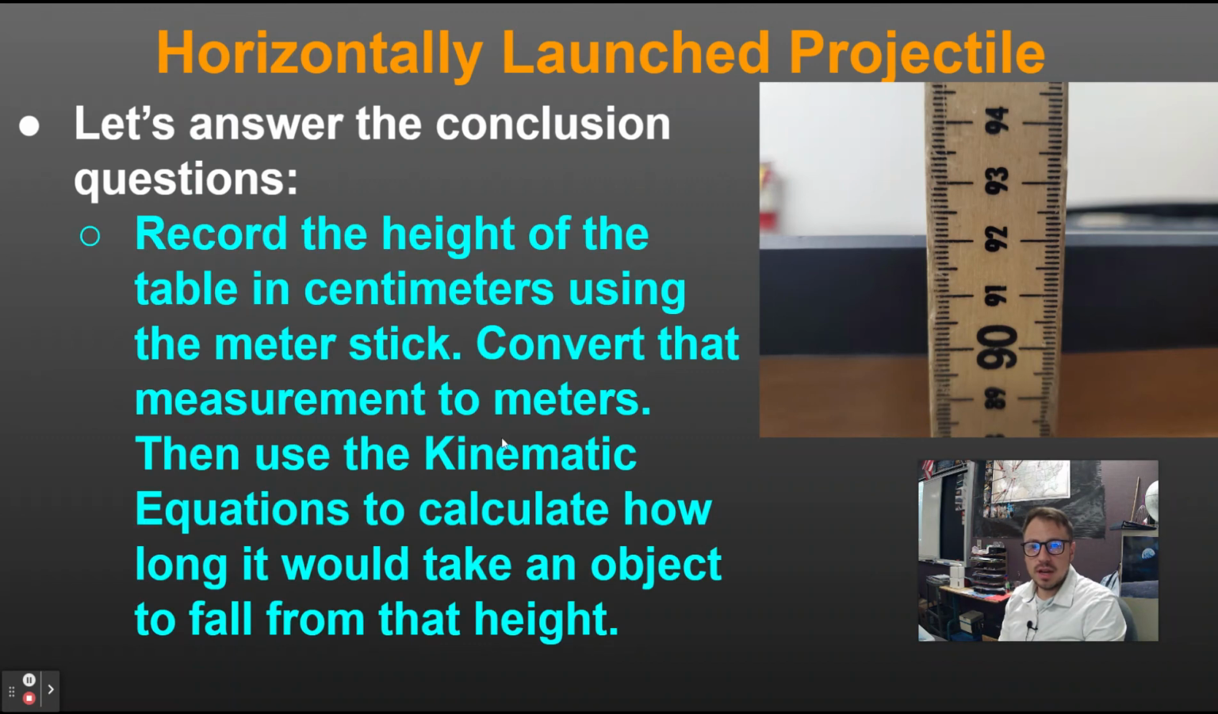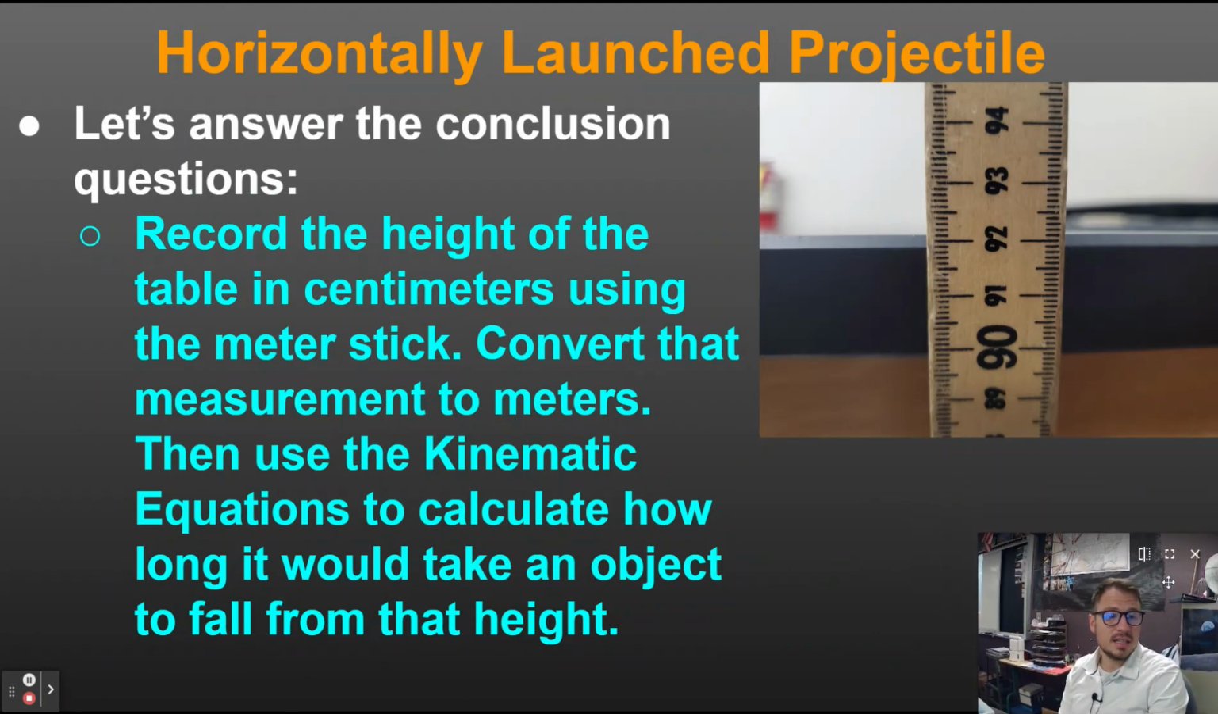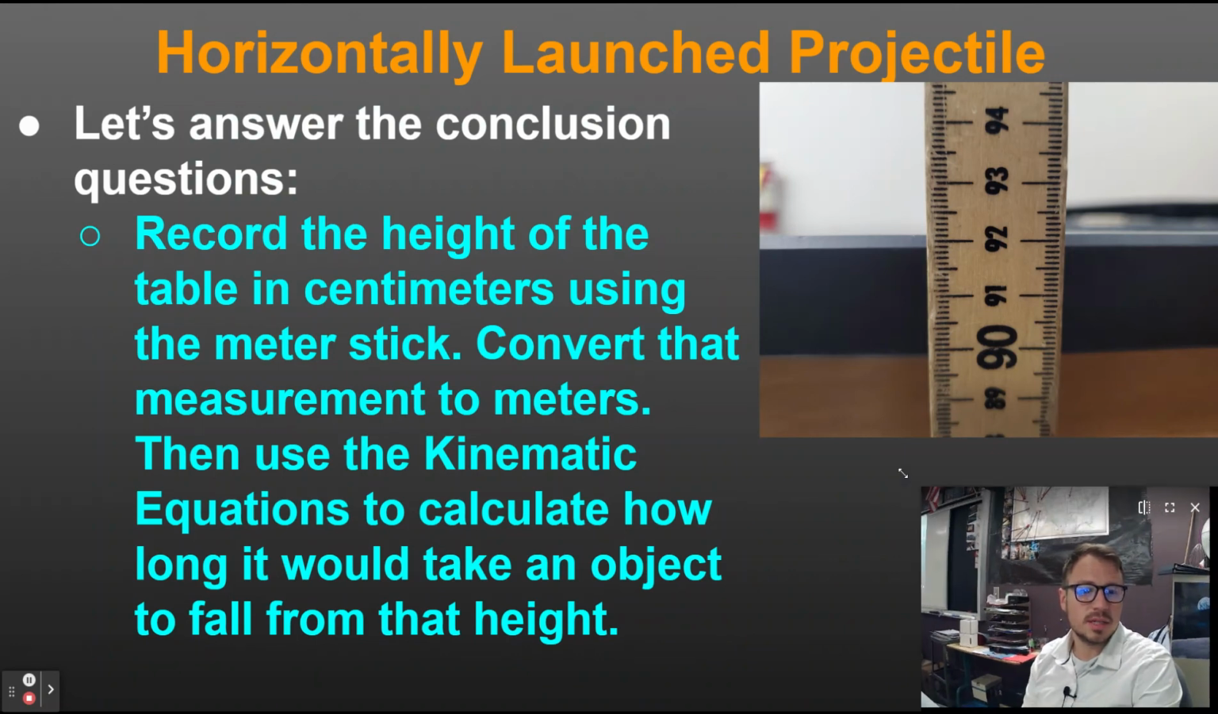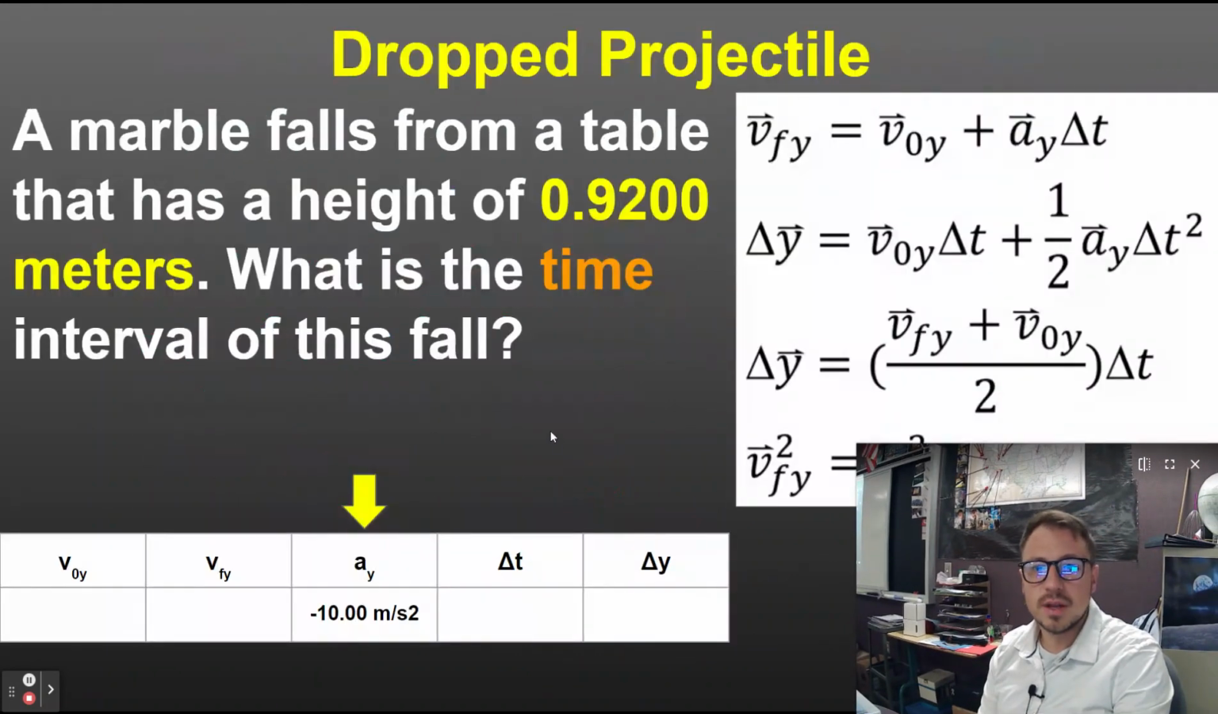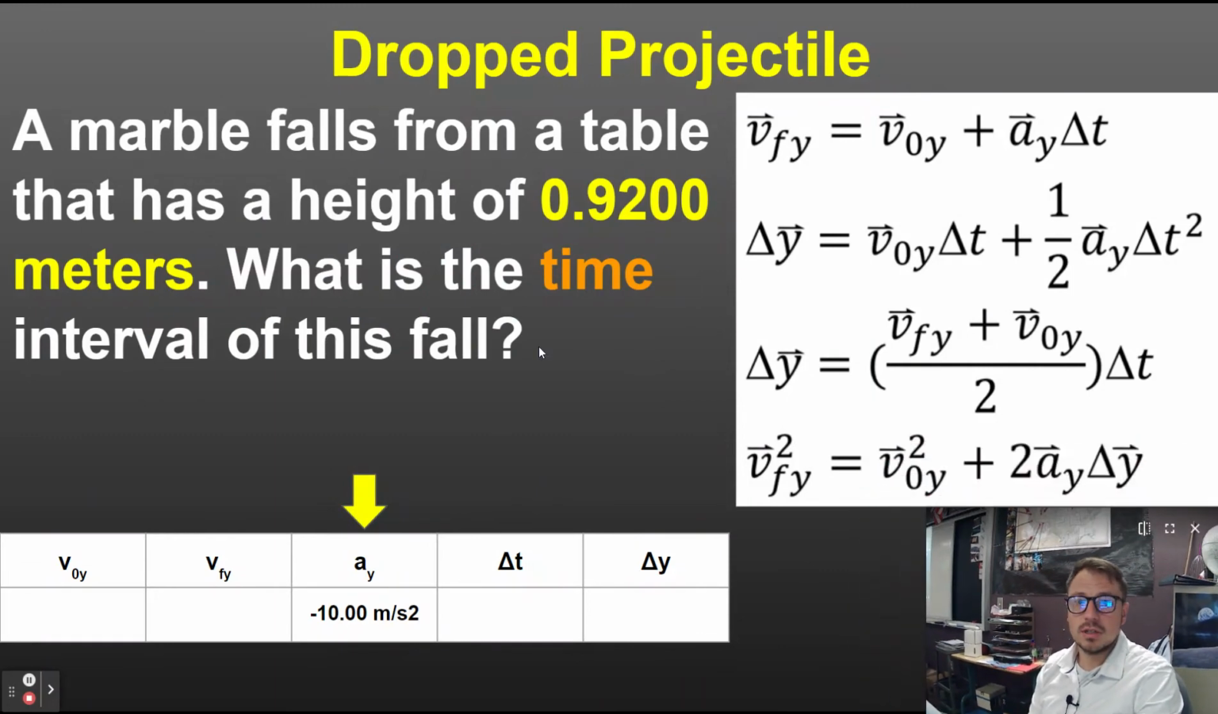So record the height of the table in centimeters, use the meter stick, convert that measurement into meters, then use the kinematic equations to calculate how long it would take. So you can see here, the height of the table that we're using is about 92 centimeters, right? We're just going to use 92. So this is just a drop projectile problem. Hey, an object falls, drop projectile.